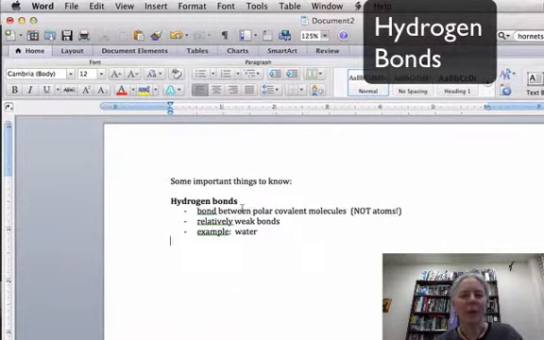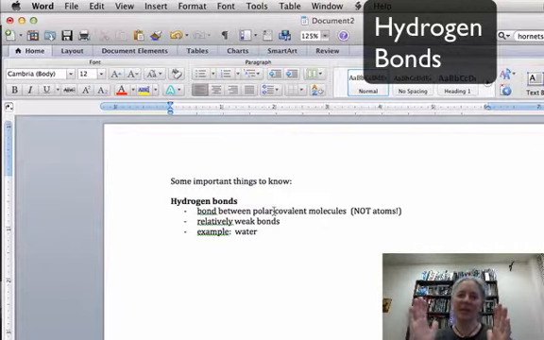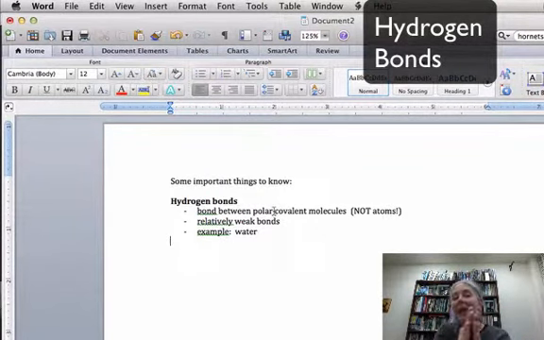Okay, so in conclusion, hydrogen bonds are bonds between polar covalent molecules, not atoms. Be really clear about that. This is a bond between molecules, and specifically between molecules that are polar, that have a distribution of charge. They're not equally charged all the way around. There's a positive side and a negative side. And when two of those molecules come together, the positive side of one is going to line up with the negative side of the other, and they're going to be attracted to each other.